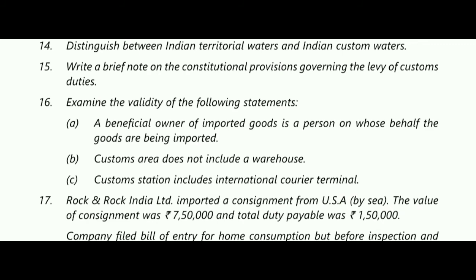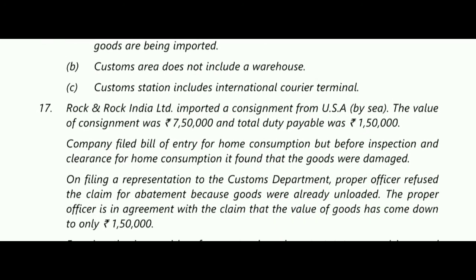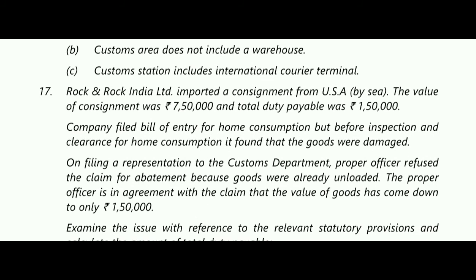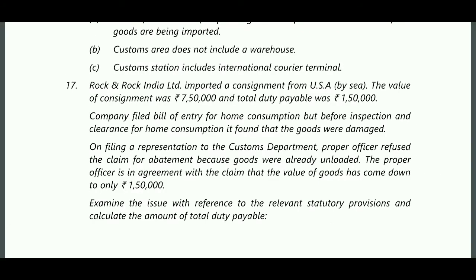Now let us move ahead to question 17. Rock and Rock India Limited imported a consignment from USA by sea. The value of consignment was rupees 7,50,000 and the total duty payable was rupees 1,50,000. The company filed a bill of entry for home consumption, but before inspection and clearance for home consumption, it found that the goods were damaged. On filing a representation to the Customs Department, proper officer refused the claim for abatement because goods were already unloaded. The proper officer is in agreement with the claim that the value of goods has come down to only rupees 1,50,000. Examine the issue with reference to the relevant statutory provisions and calculate the amount of duty payable.